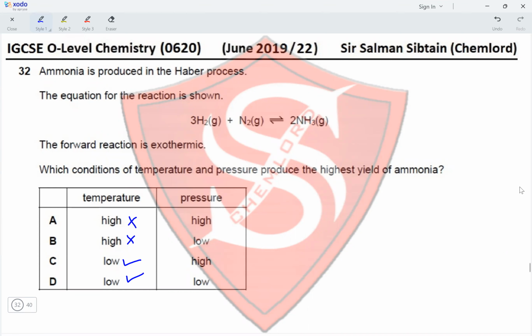And pressure, a low pressure would produce more ammonia because, actually, no, a high pressure would produce more ammonia because an increase in pressure favors the side with the lesser number of moles. So the number of moles on the product side where ammonia is are 2 and on the reactant side are 4. So an increase in pressure will shift the equilibrium from the side with 4 moles to the side with 2 moles, which is the side where ammonia is. So high pressure will favor greatest yield of ammonia. So this eliminates option D and makes option C the correct option for this question.